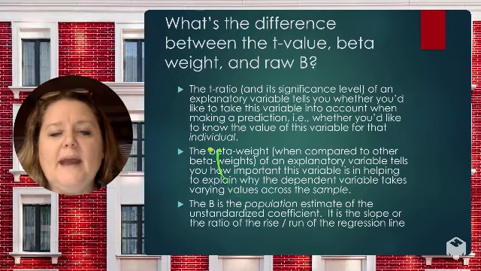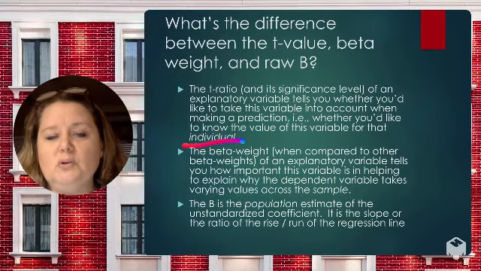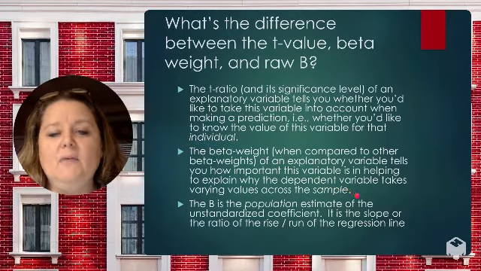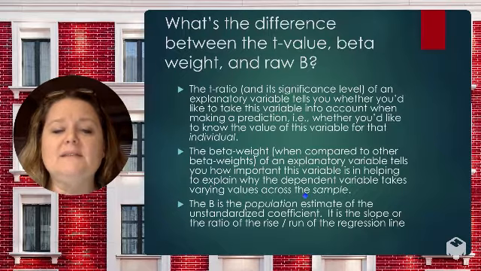So I do want to point out here a couple things. The T ratio is based on the individual, right? So it's kind of an examination at that level. The beta weight is using your sample, right? And so it's taking it at the sample on the theoretical level. And the B, the raw B, is a population estimate of the unstandardized coefficient. It's the slope or ratio of rise to run on the regression line. But note how that's the population.